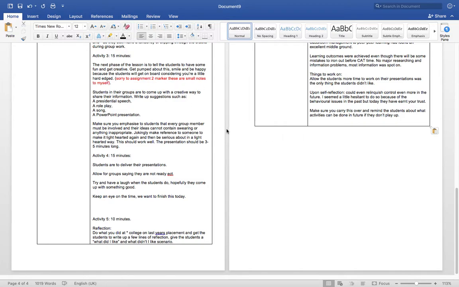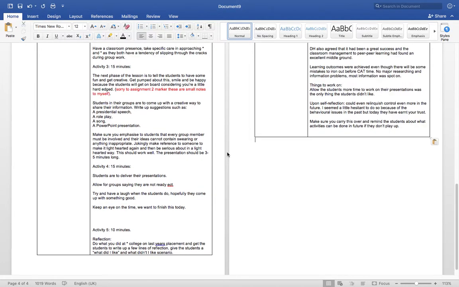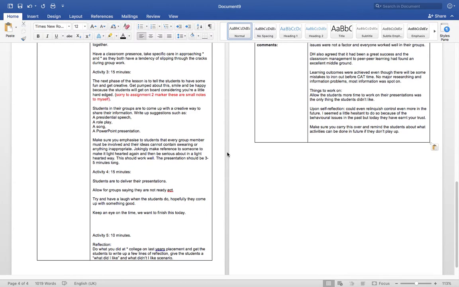Students in their groups come up with a creative way to share their information. So write up suggestions like a presidential speech, role play, song, PowerPoint. Emphasize that every group member has to be involved and ideas can't be anything inappropriate, which I've put a little bit here. Students deliver their presentations next, and then the last activity is a reflection.